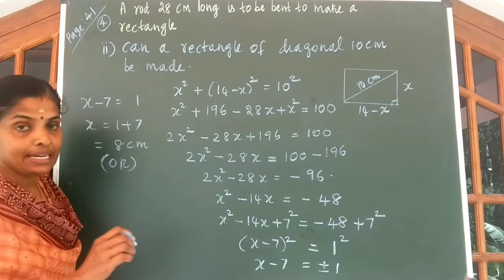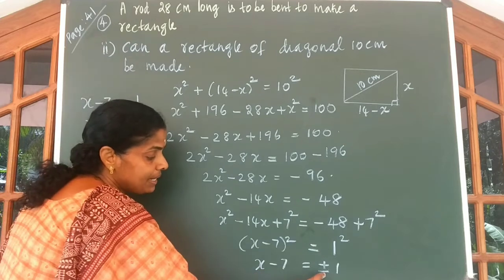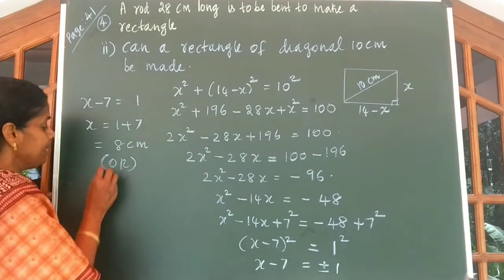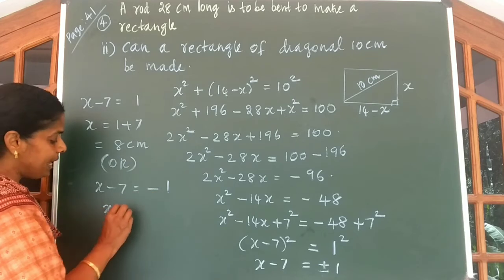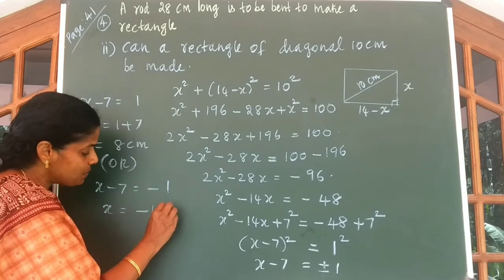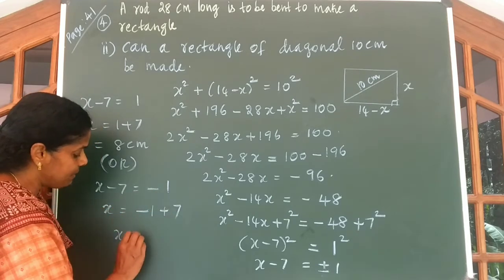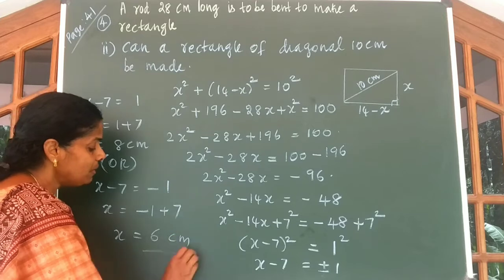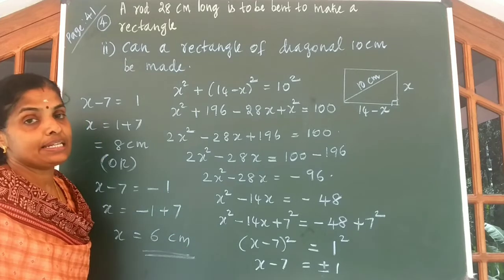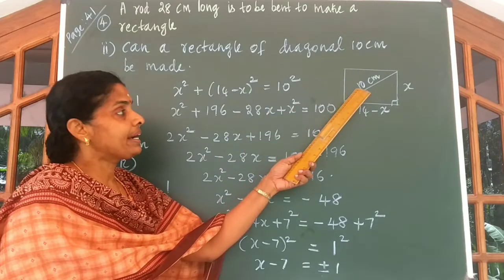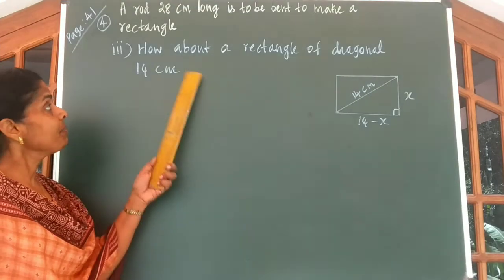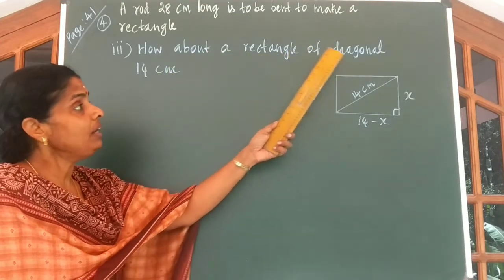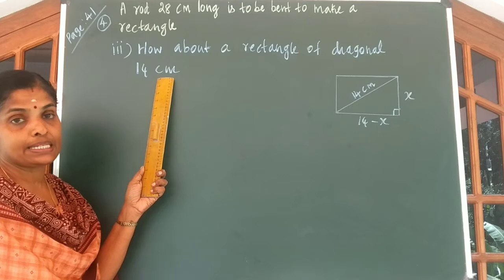Or we can say x minus 7 is equal to minus 1. So x is equal to minus 1 plus 7, which gives you x to be equal to 6 centimeter. So we can say such a rectangle is possible. Third part of the question, how about a rectangle of diagonal 14 centimeter?